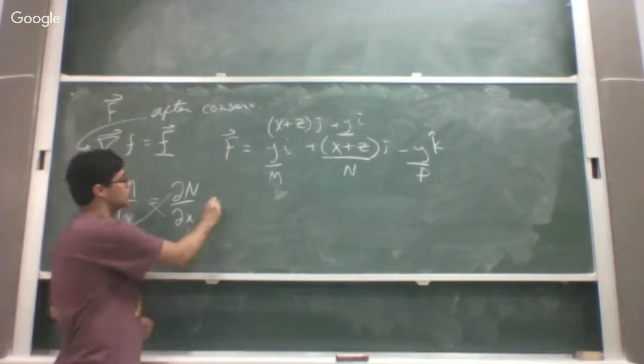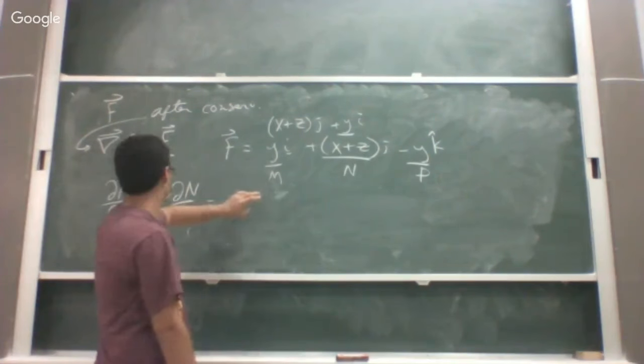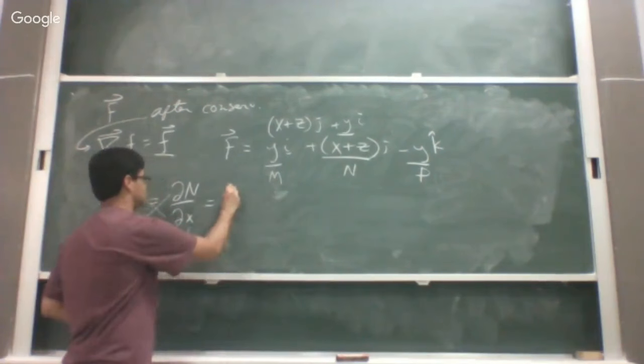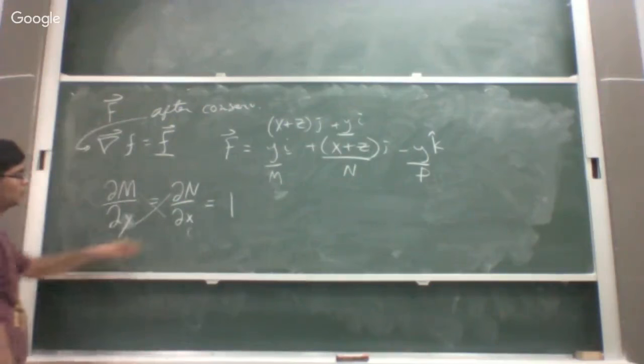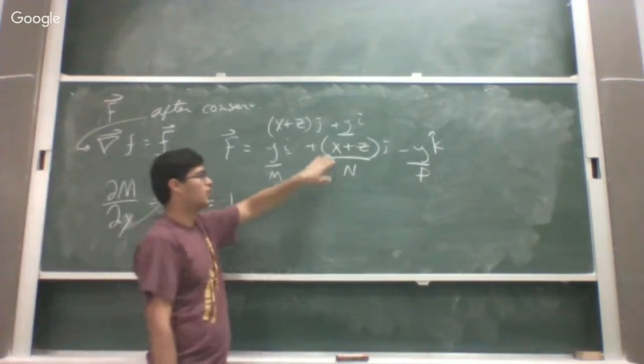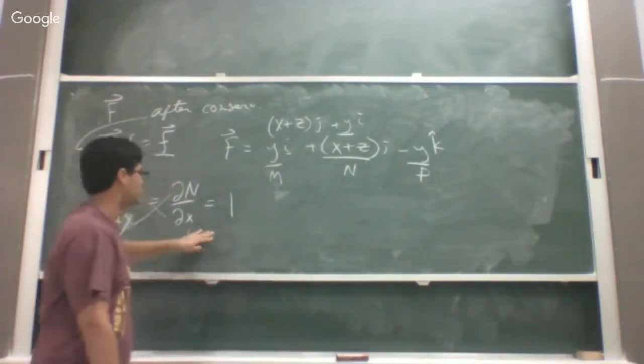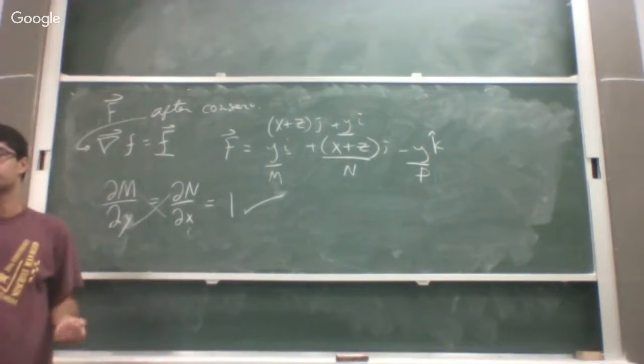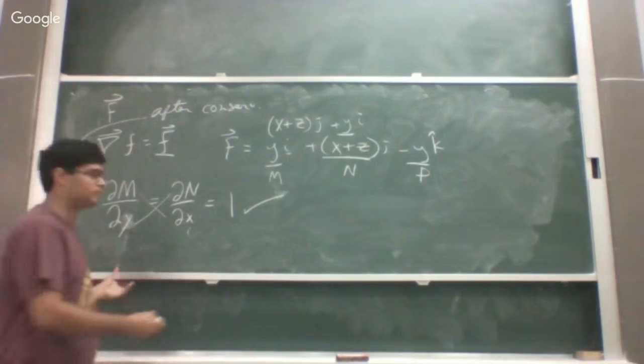So in this case, what is the partial derivative of M with respect to y? 1. And what's the partial derivative of N with respect to x? They're both equal to 1. So that part of the equation is valid.